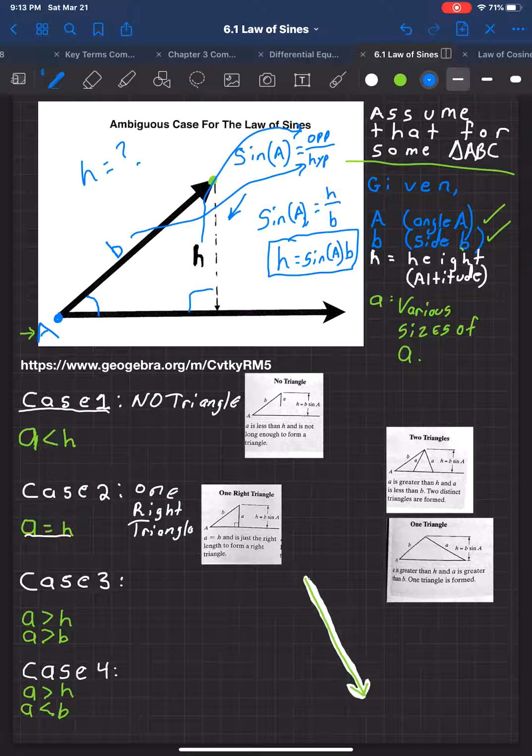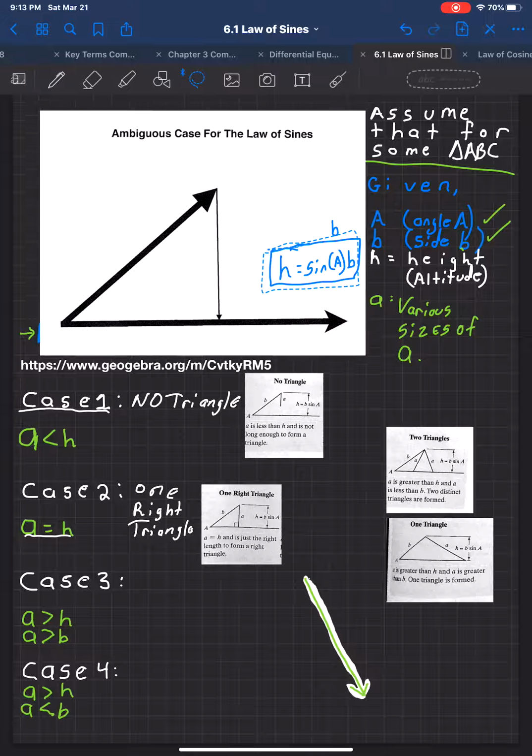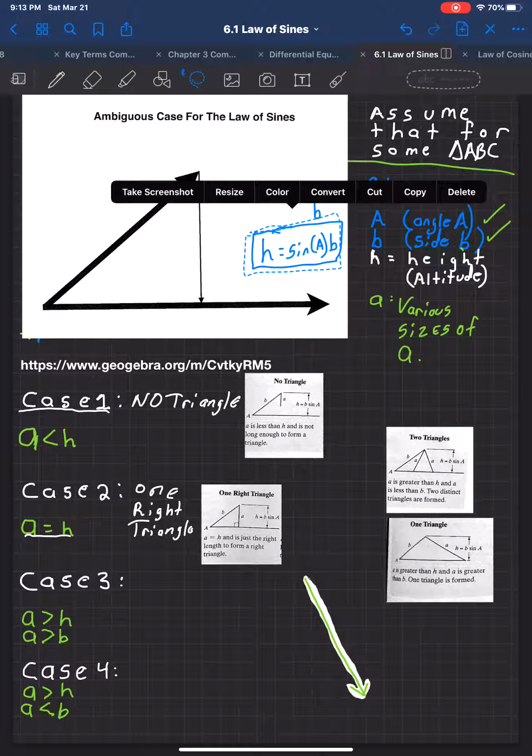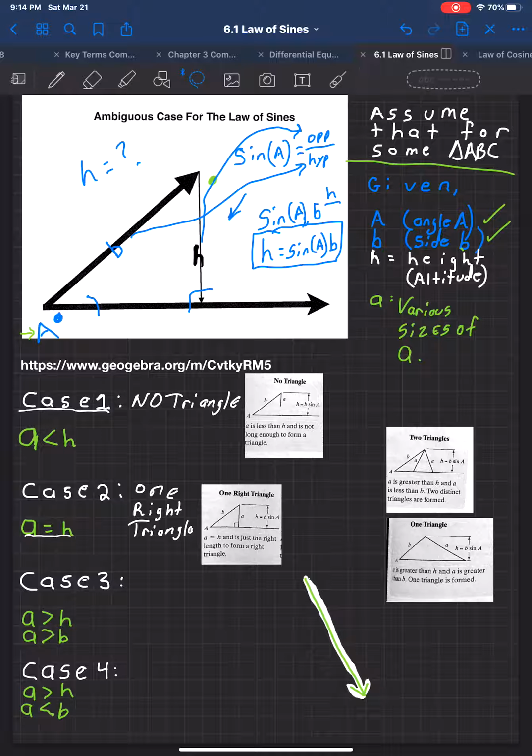All right, let's take that result and write it off to the side. So in this case, h is equal to sine of angle A multiplied by b.